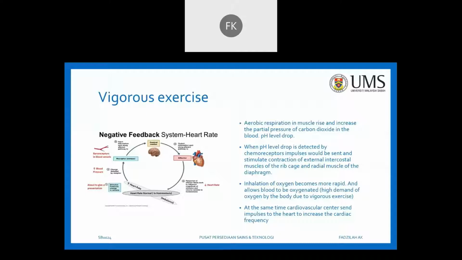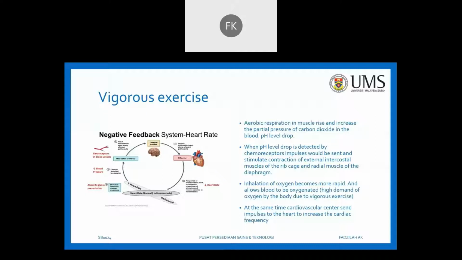Inhalation of oxygen becomes more rapid. When you are jogging, your muscle needs more oxygen, your body needs more oxygen. So when this is detected by your control center, your medulla oblongata, you inhale more oxygen because of the high demand of oxygen by the body due to vigorous exercise.